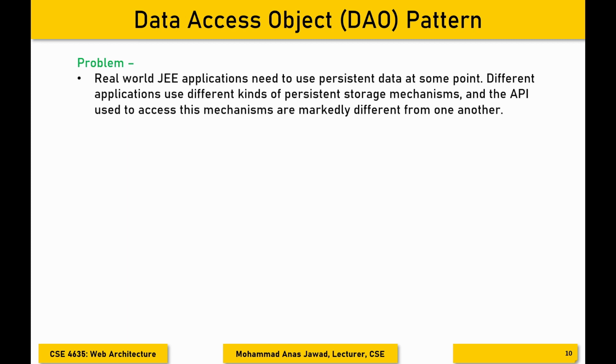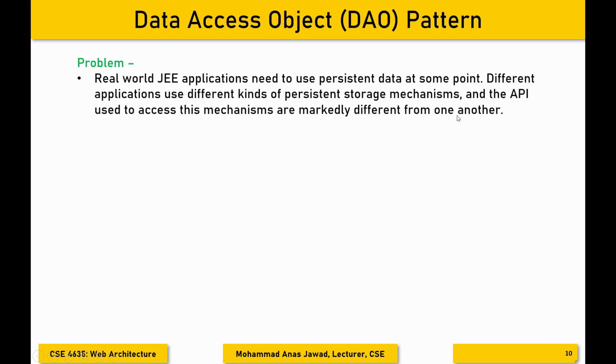We know that in case of any JEE application, or any application in general, these applications need to utilize persistent data at some point, right? When we say persistent data, we mean some kind of mechanism to store our data in a way that the data is not going to disappear the moment we turn off our machine. So in very simple terms, that's what persistent data means. Anyway, different applications will need to use different kinds of persistent storage mechanisms.